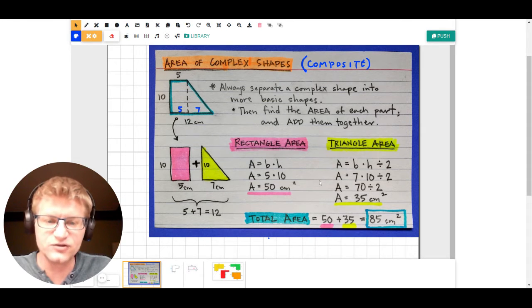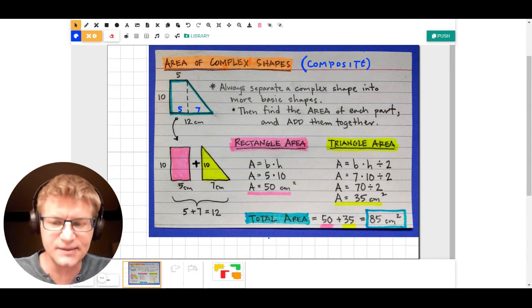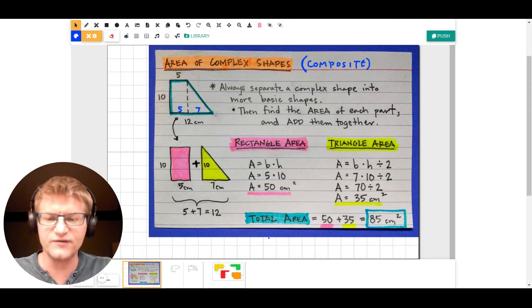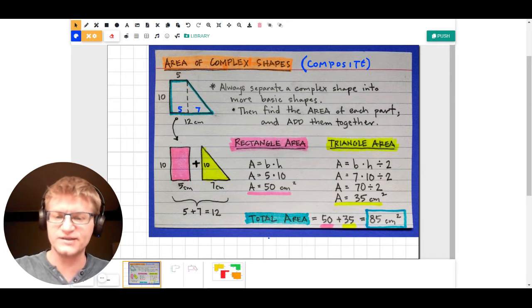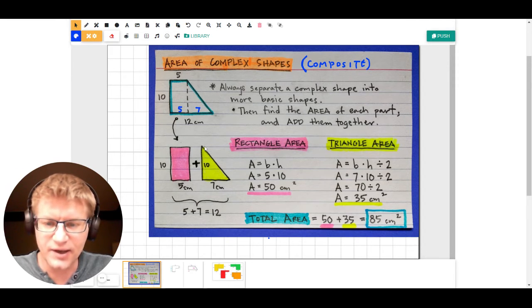And then I have the area for the triangle, which you guys know is the same, except that you divide by 2. Base times height divided by 2, right? And we have to do that because all triangles are half of a rectangle or half of a parallelogram. So 7 times 10, 7 being my base, 10 being my height, divided by 2, right? Gives me 70 divided by 2, which is 35.